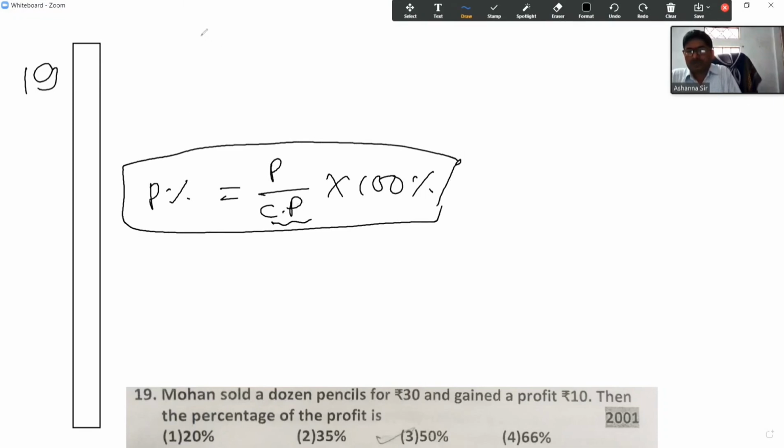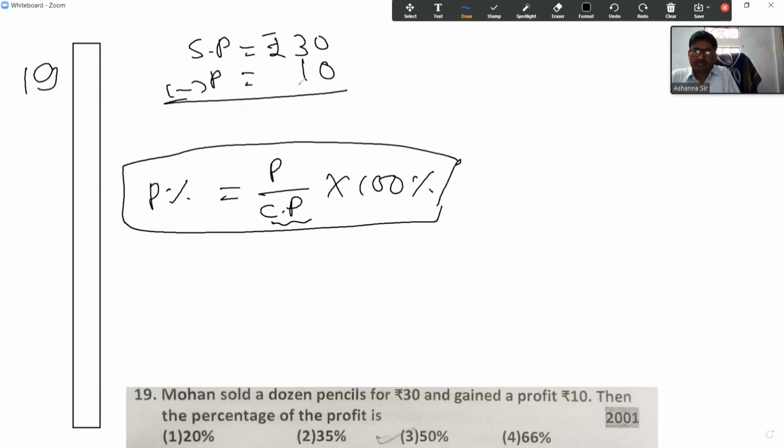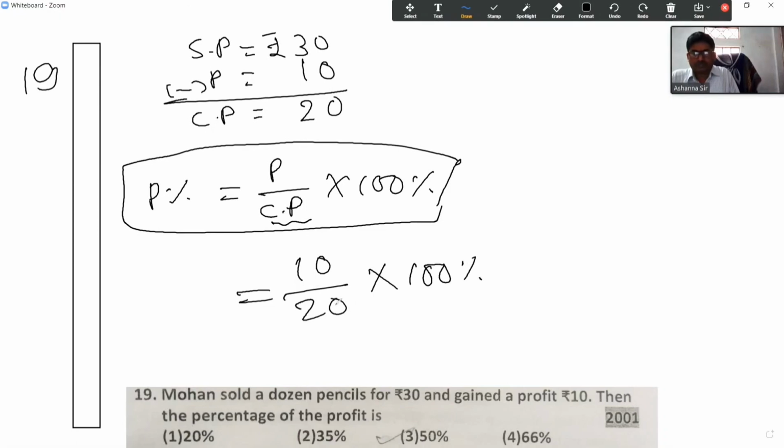So that's why from this given value, selling price rupees 30. So profit we have how much? 10 rupees. By subtracting this profit from selling price, we get cost price. So cost price, 30 minus 10, 20 rupees. So profit percent is equal to profit 10 rupees, cost price 20 into 100 percentage.